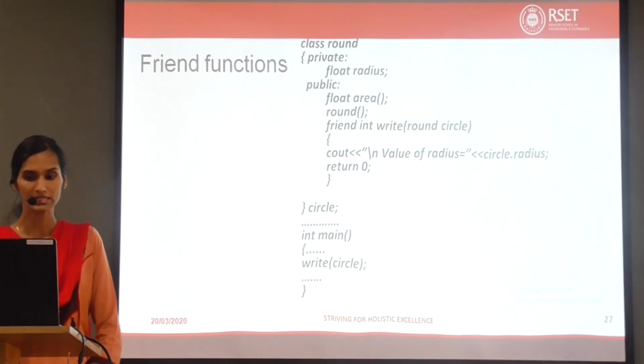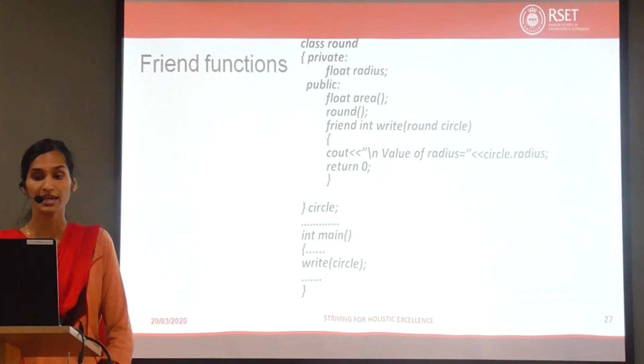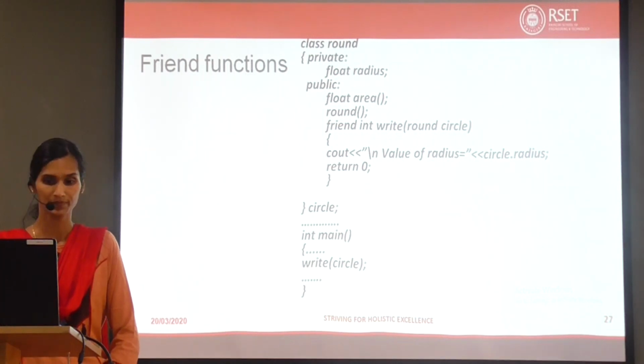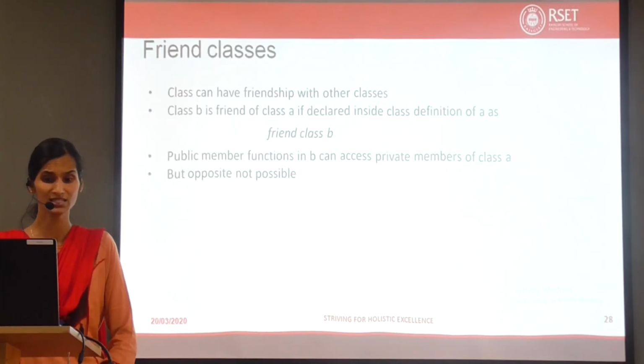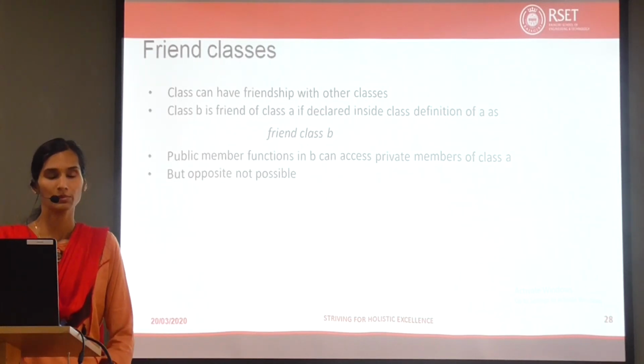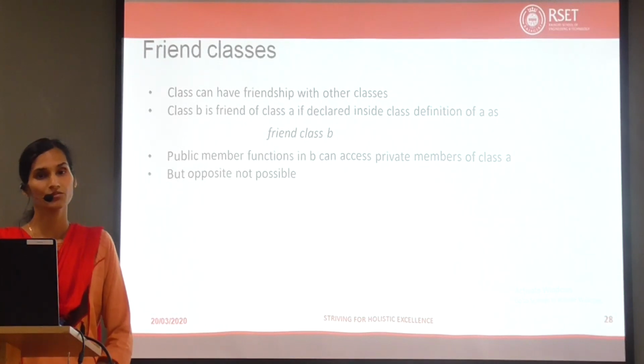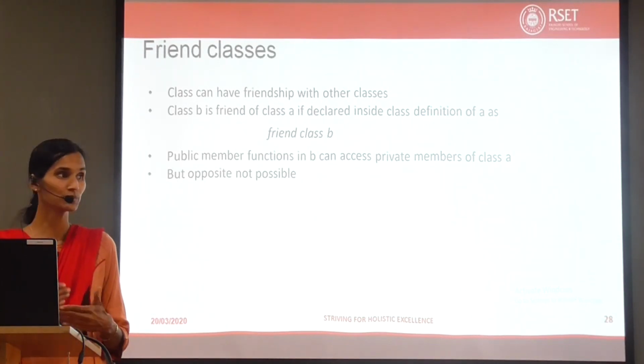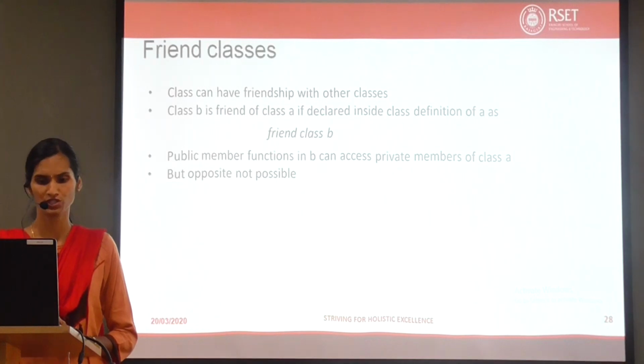But the property is that a friend function can access radius, which cannot be accessed by any other functions that you write inside main. Friend classes are just another type of classes which again understand the private members of a class. One class and the other class can communicate by being friends to each other.